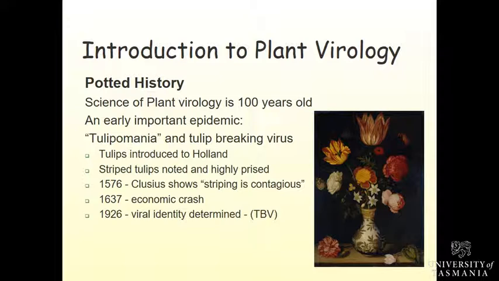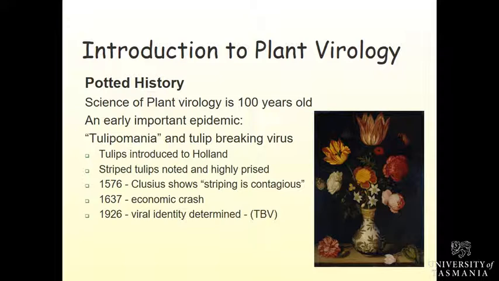Here's a cute little example. Everyone calls them Rembrandt tulips. All these old Dutch masters painted still lives with tulips in them, and they're all stripy, and they all look really beautiful. They're all virus infected. They're infected with a virus called tulip breaking virus.